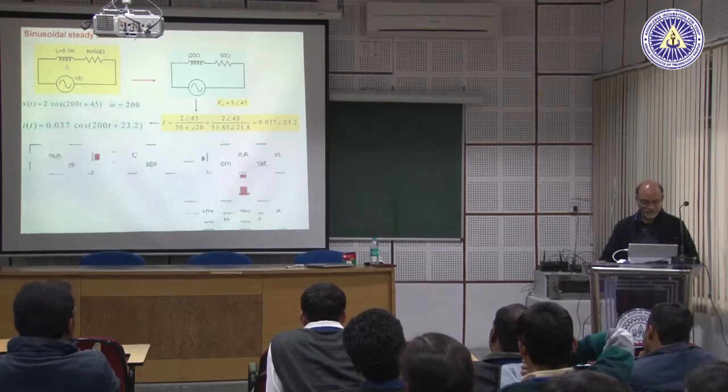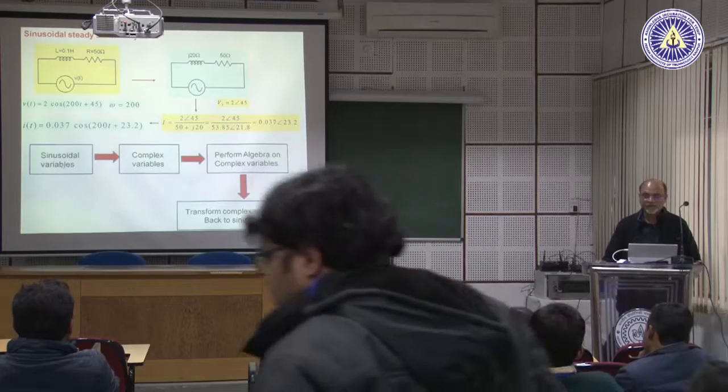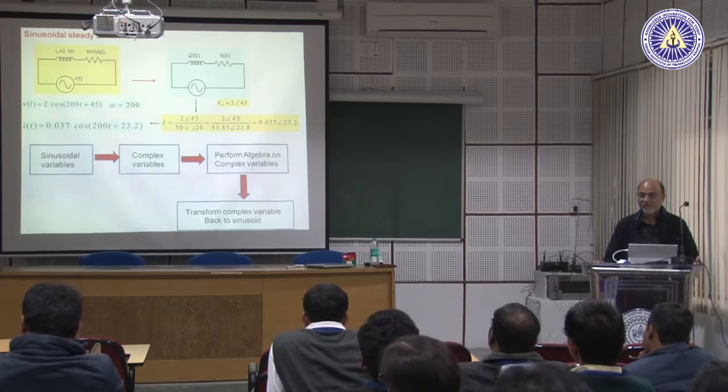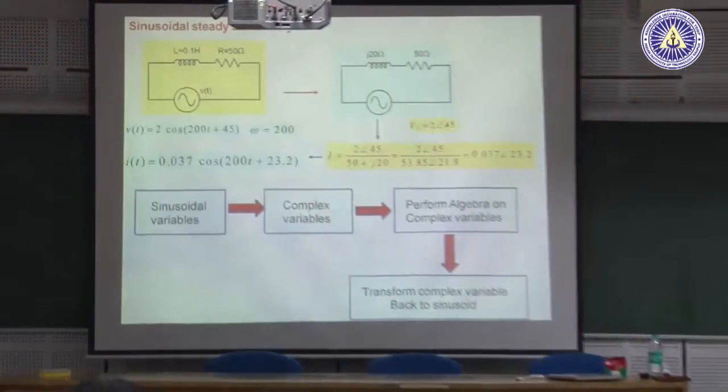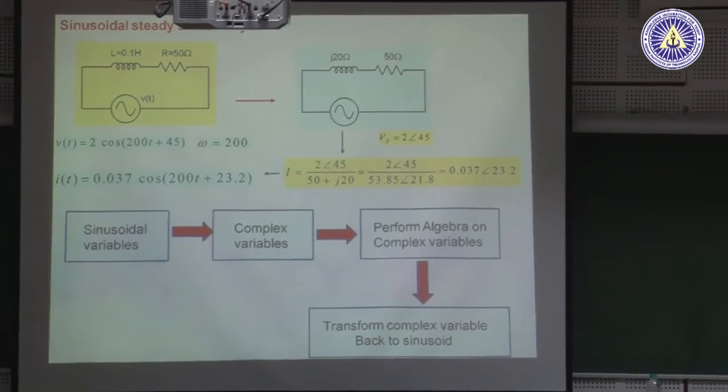But if you look at what we are doing, directly adding, subtracting, and multiplying sinusoidal variables is a bit difficult. What we are doing is converting it into a complex variable, performing algebra in the complex domain, and then, after we are done, transforming it back to the sinusoid. So in this general picture, analysis in one domain may be a little difficult. What you do is convert it into another domain, Laplace transform, Fourier transform, all of that, and it becomes easier. You do processing in that domain and then convert it back.